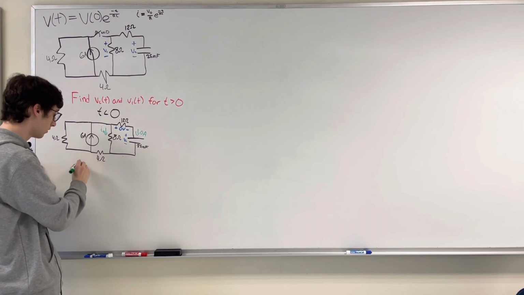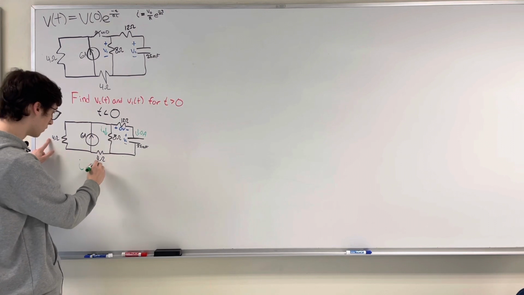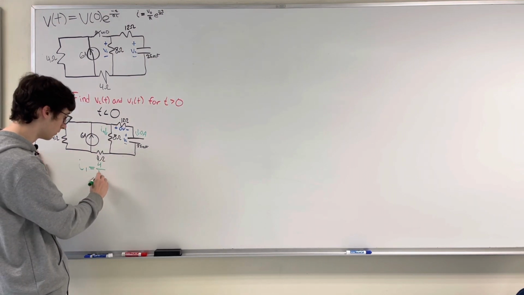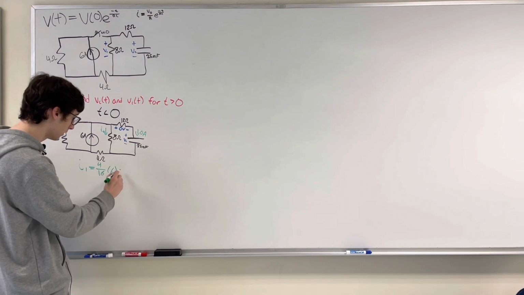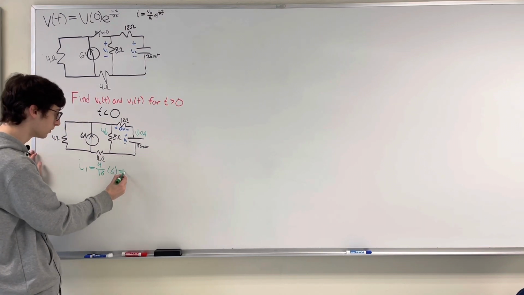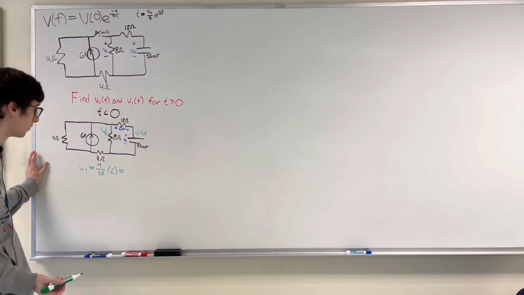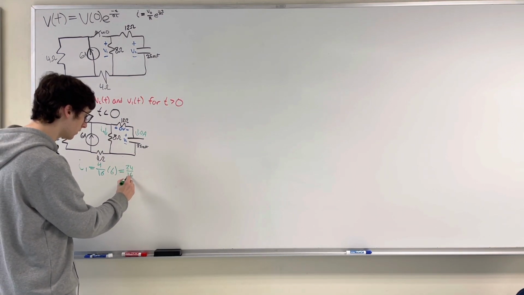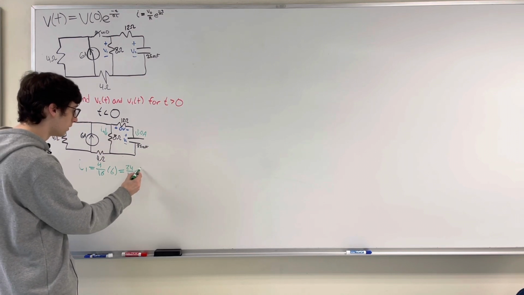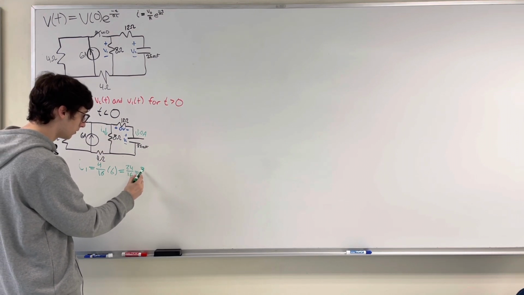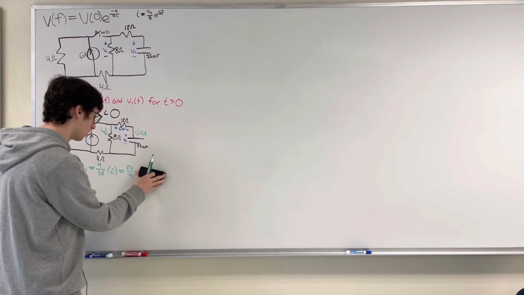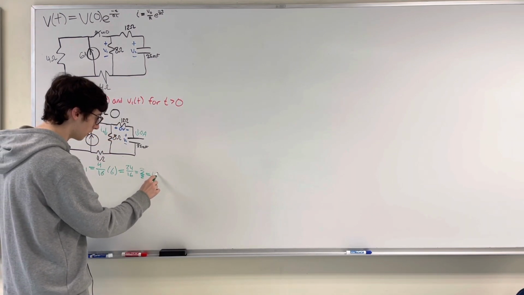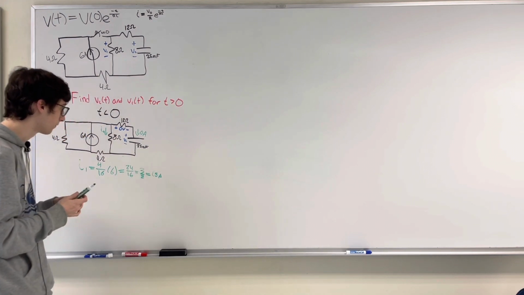So the current is going to equal the other resistor, which is our 4, over 12 plus 4, times 6, because our current source is 6 amps. So this is going to be 24 over 16, which is equal to 3 over 2, which is equal to 1.5 amps.